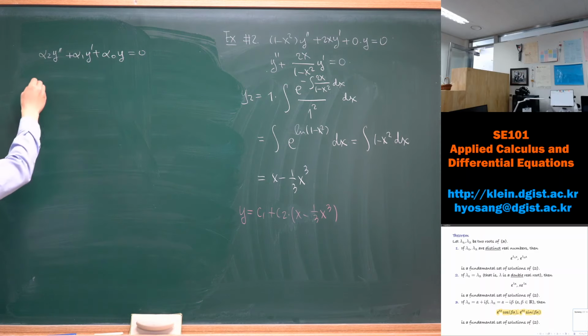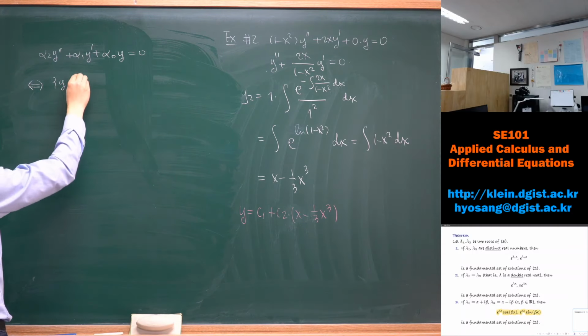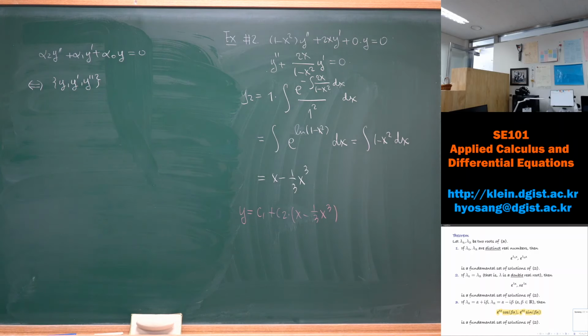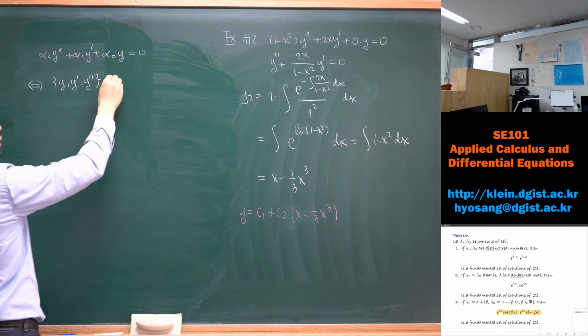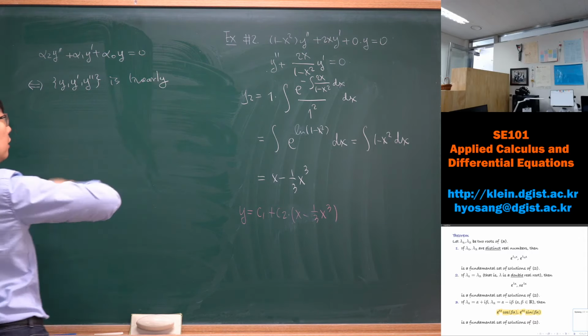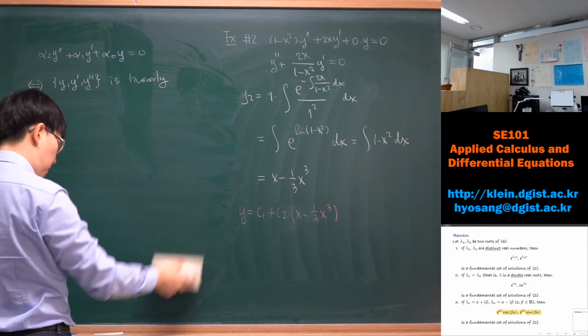So what this equation tells you is that if y is a solution to this differential equation, then y and y prime and y double prime, the set of all three functions, these are all different functions, are linearly dependent. The set of three functions is linearly dependent, not independent. Okay?